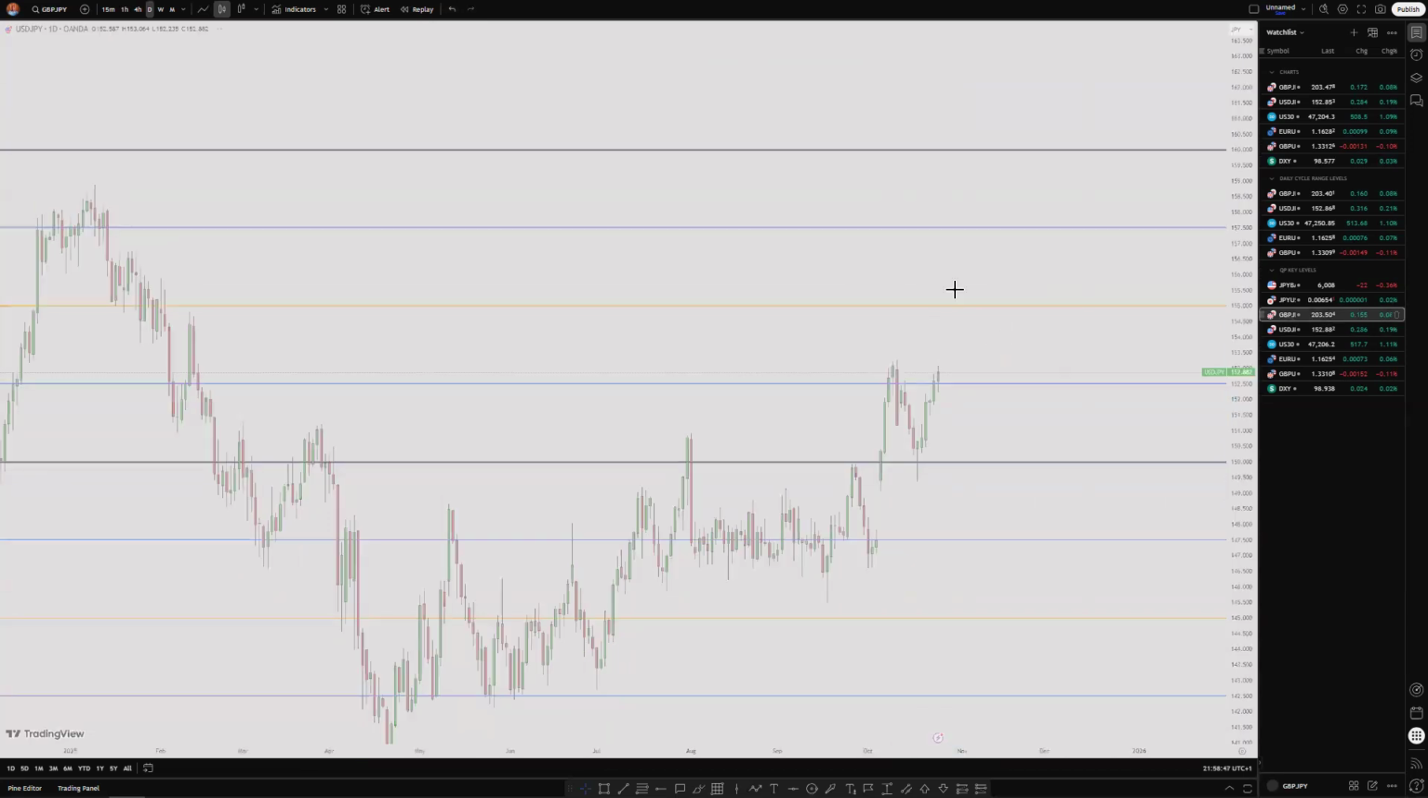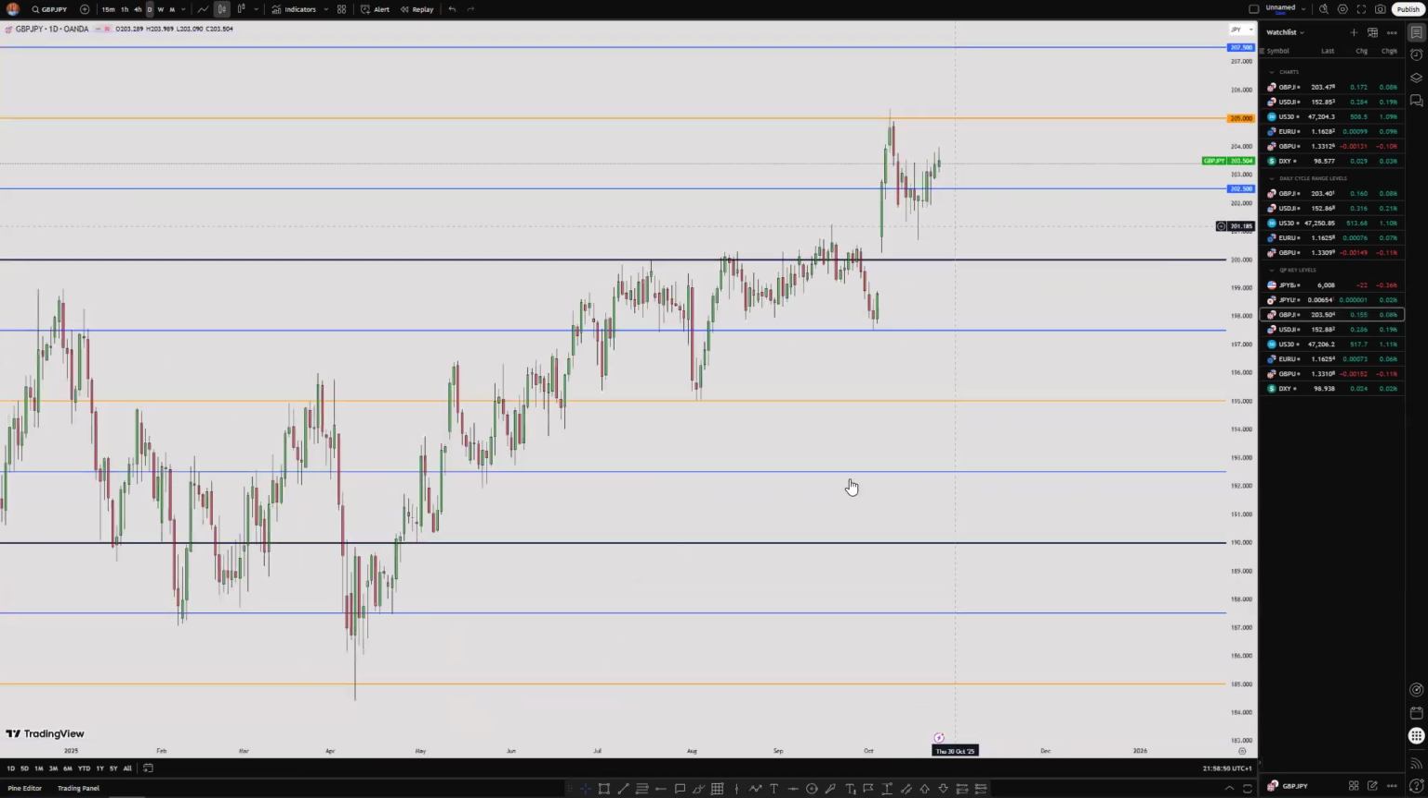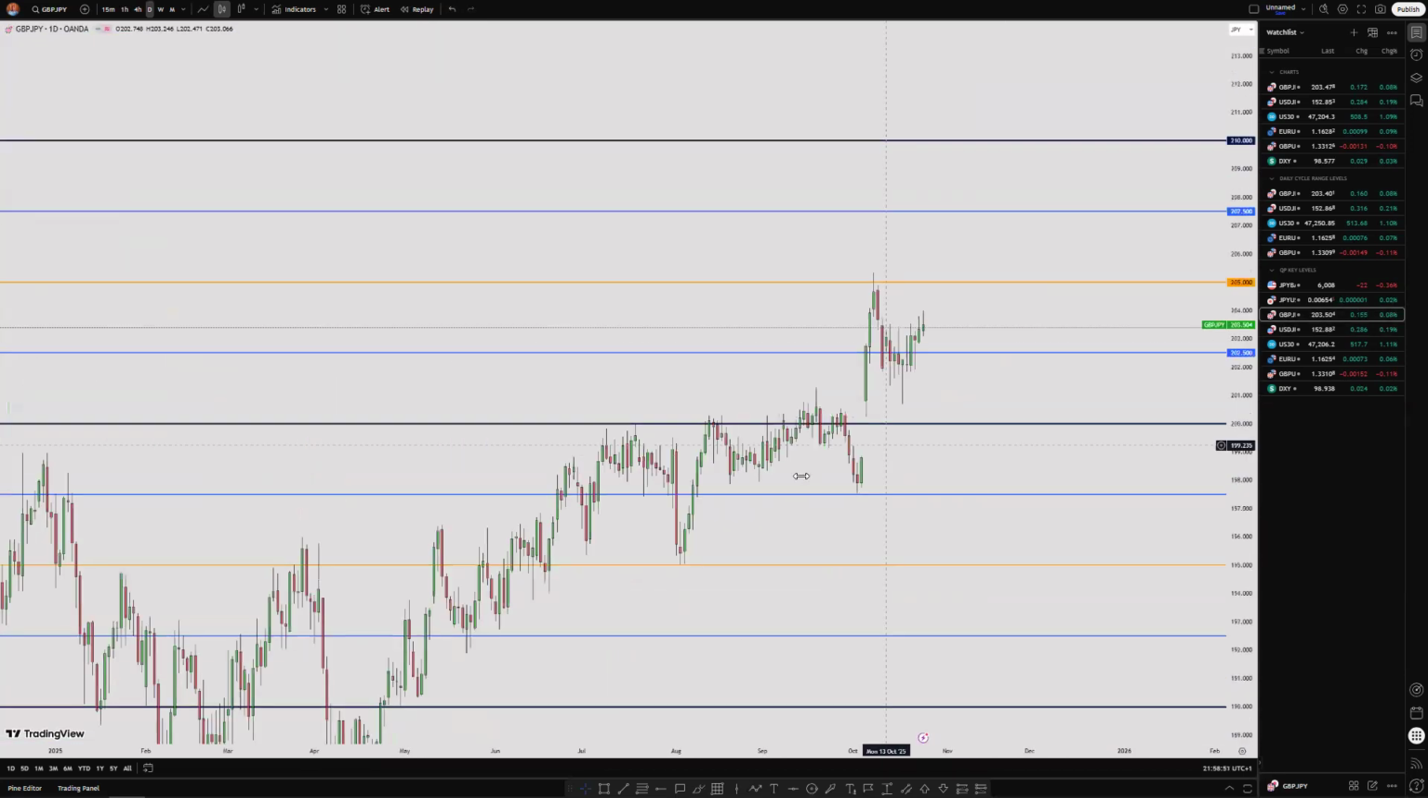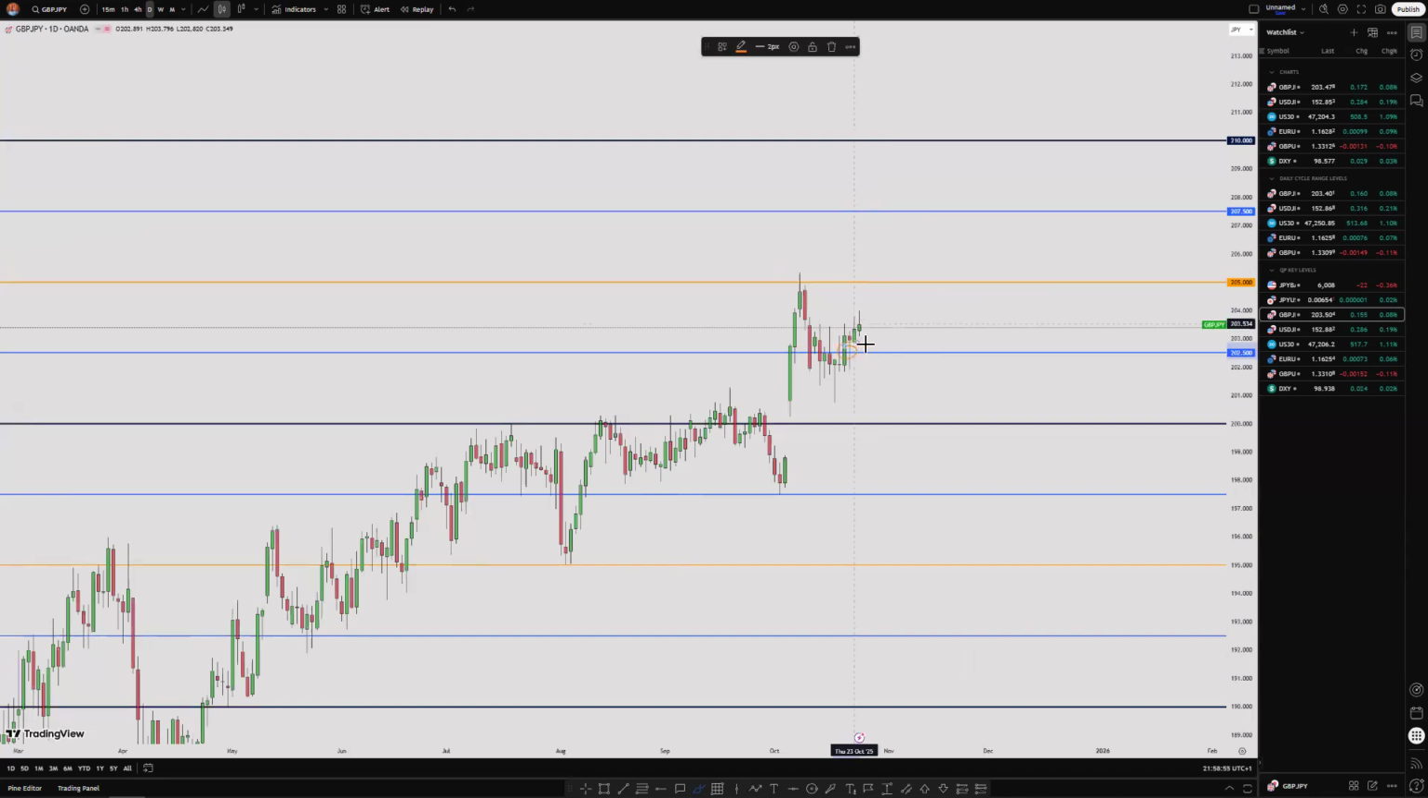Looking at the GBPJPY, apparently it's the same thing, all right? So we are reacting off from this major quarter point, and I'm anticipating more bullish price action, at least until this quarter point is tagged before we can start seeing some major retracement to the downside. So more bullish price action, all right, on these guys on the GBPJPY.